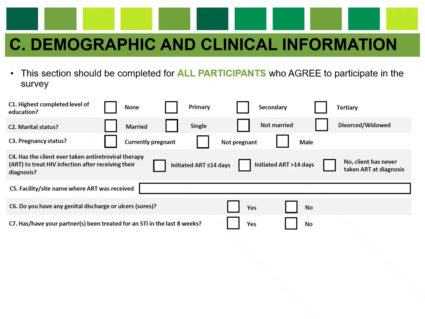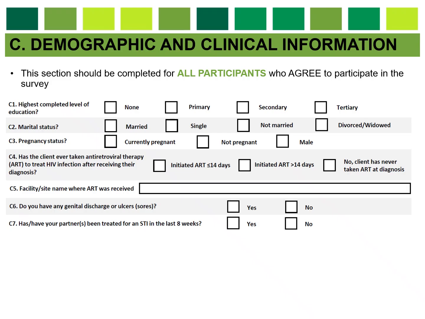If the client has agreed to participate, we will then go on to section C, which is the demographic and clinical information. Here we will note their highest degree, the education level that they've completed. We will note the marital status as well as the pregnancy status. If the participant is a male, of course, we do not expect that they might be pregnant, so please indicate that they are male.